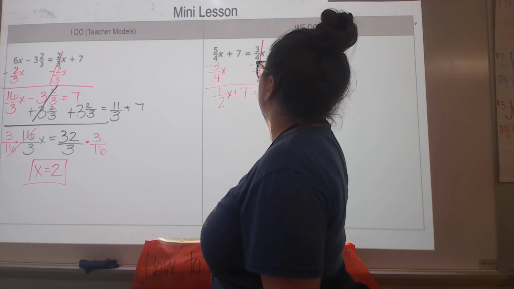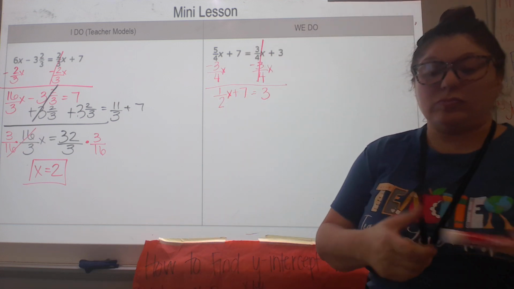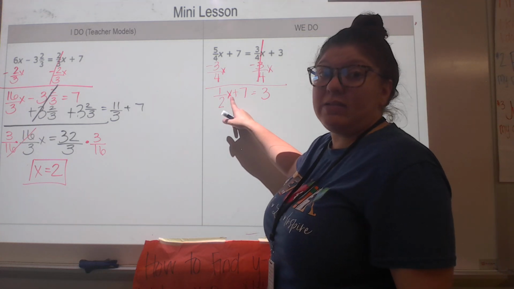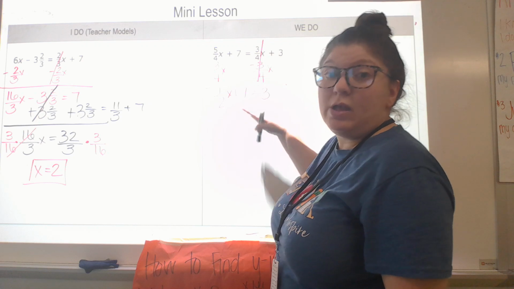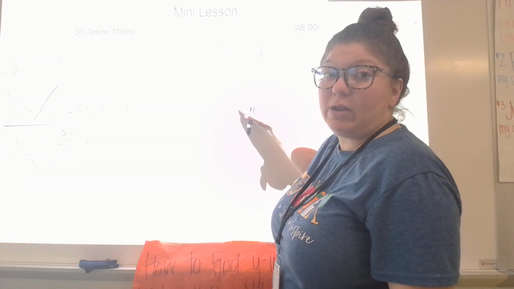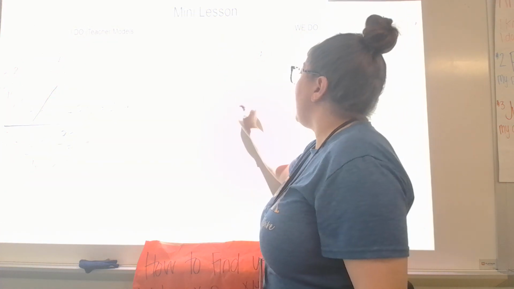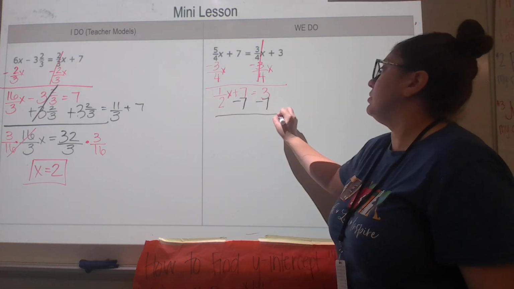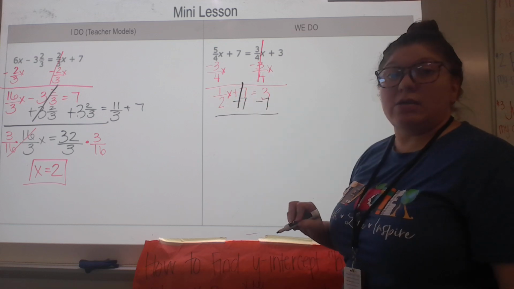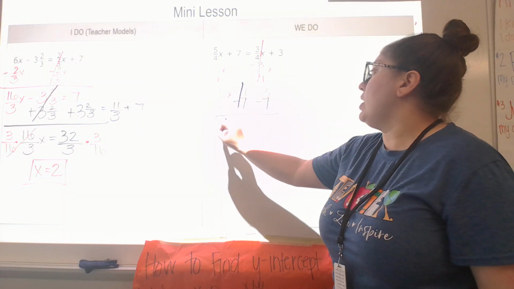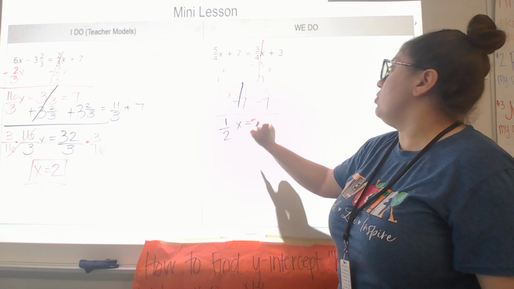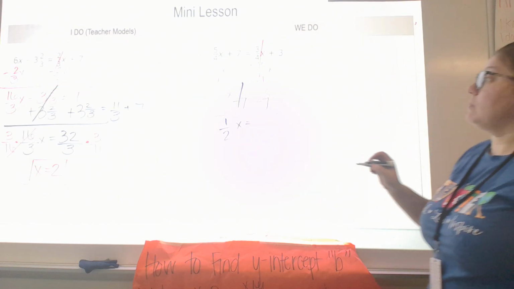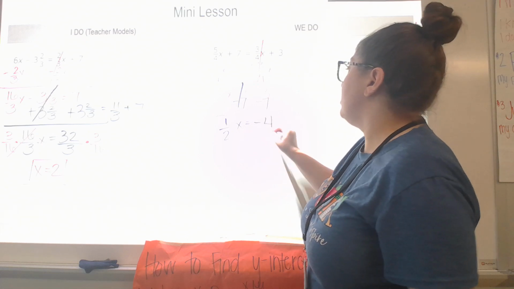Plus 7 equals 3. Now I'm going to get my x by itself, so I have to move my constant. So what's the inverse to plus 7? Minus 7. So I'm minus 7 here, minus 7 here. My 7's zero out. So I have 1/2 x equals 3 minus 7. I put that in my calculator. Is -4.